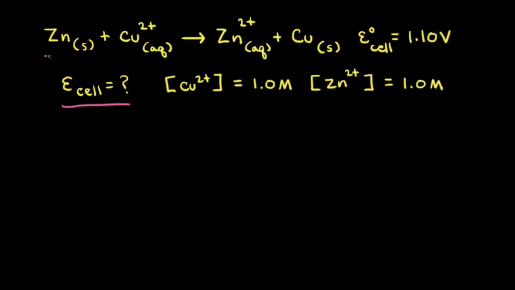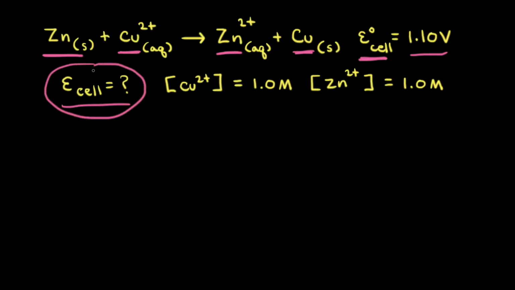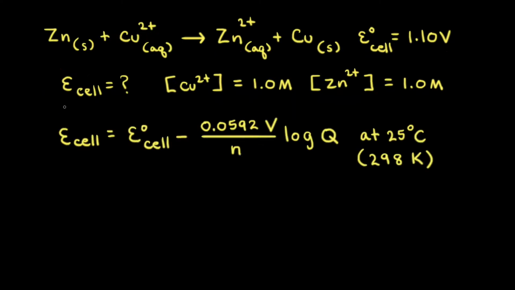In a zinc-copper cell, solid zinc is oxidized to zinc 2 plus ions, and copper 2 plus ions are reduced to form solid copper. The standard cell potential for the zinc-copper cell at 25 degrees Celsius is equal to positive 1.10 volts. And our goal is to find the cell potential at the moment of time when the concentration of copper 2 plus ions is equal to 1.0 molar, and the concentration of zinc 2 plus ions in solution is also equal to 1.0 molar. To find the instantaneous cell potential, we're going to use the simplified form of the Nernst equation.